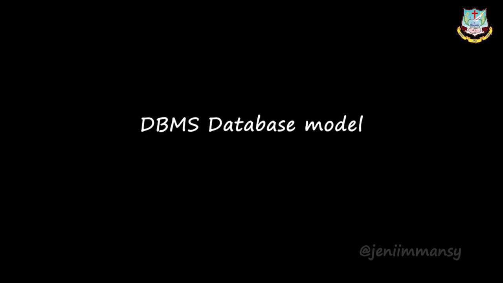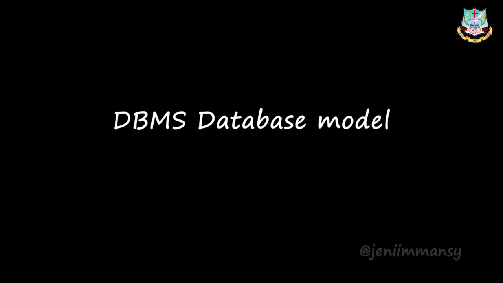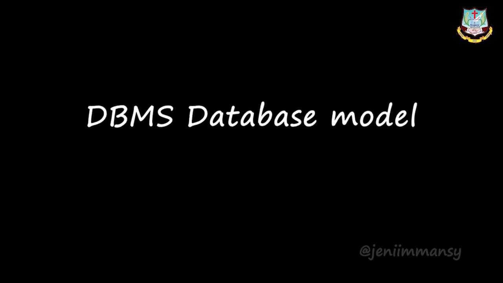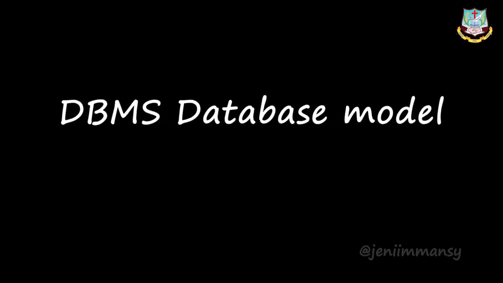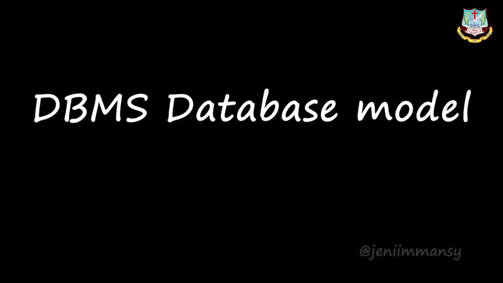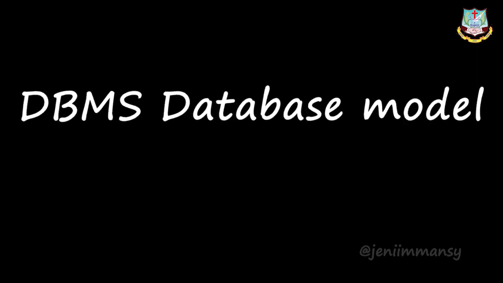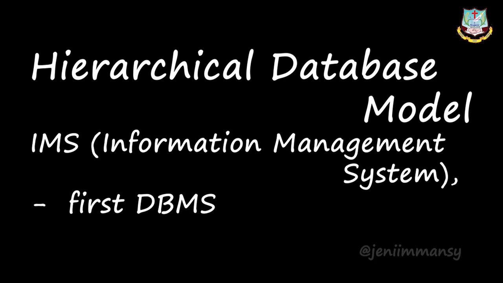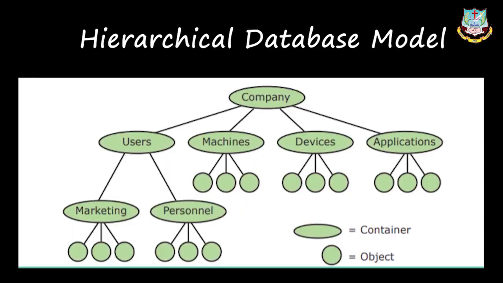Okay. Next one is DBMS database model. Here we have hierarchical database model, network database model, relational model, and object oriented database model. Okay, let's see them in detail. First one is hierarchical database model. The famous hierarchical database model was the Information Management System, that is IMS. In this model, each record has the information in a parent-child relationship, like a tree structure. When you see this diagram, you can understand.